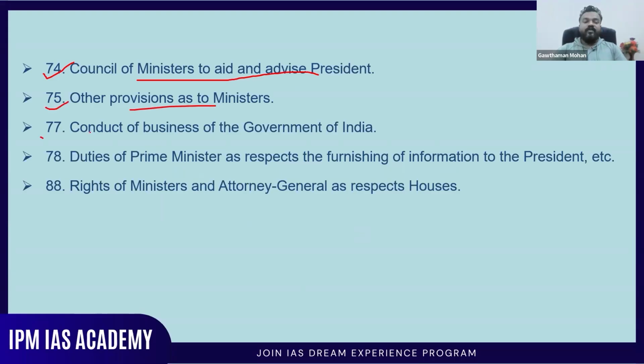Then Article 77 talks about the conduct of business of the Government of India. Article 78 talks about the duties of the Prime Minister as respects the furnishing of information to the President. And Article 88 talks about the rights of ministers and the Attorney General as respects the Houses. So these are the important articles connected with the position of Prime Minister.